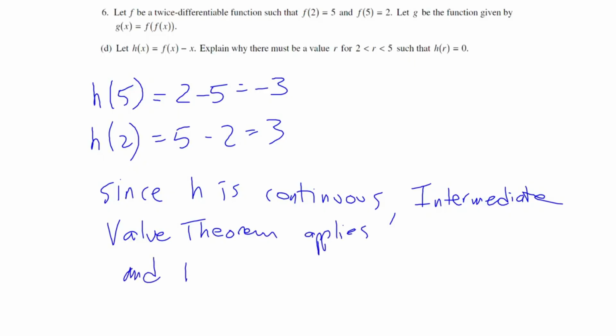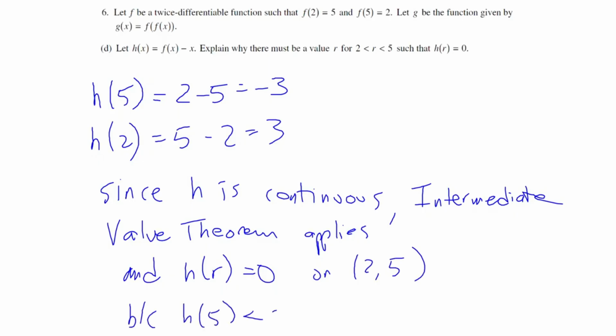And h of r must equal 0 on 2 to 5, because h of 5 is less than 0 and h of 2 is greater than 0, right? We have a sign change there. And they gave you 2 points for that, 1 for finding those values and 1 for the conclusion using the intermediate value theorem. And that is the end of this function FRQs, question number 6 from the 2007 Form B AP Calculus AB exam.